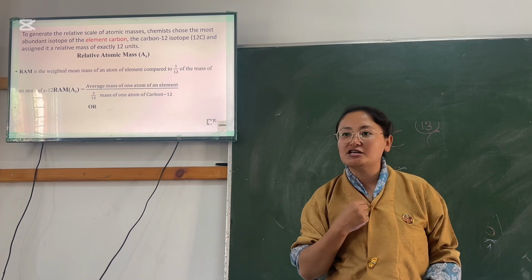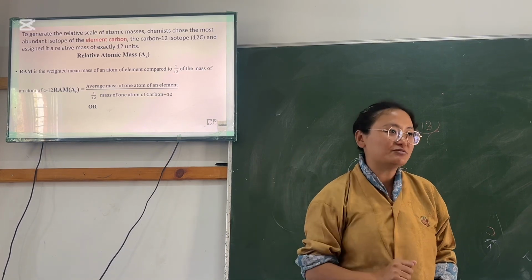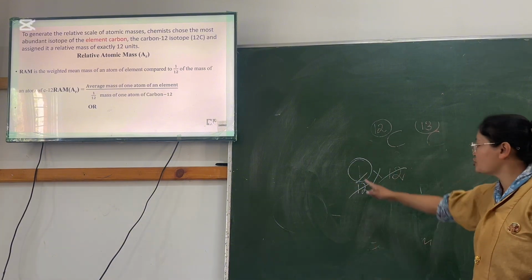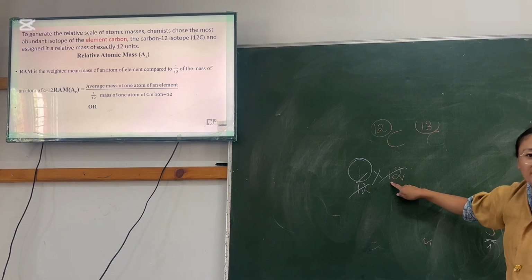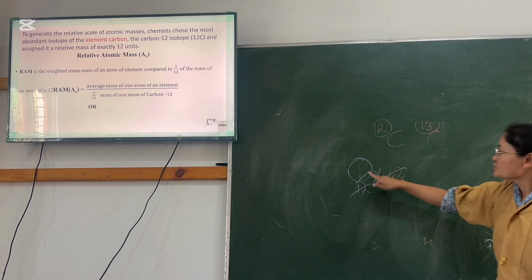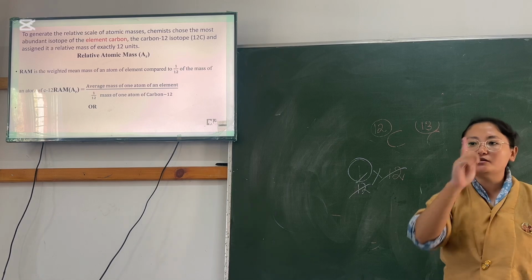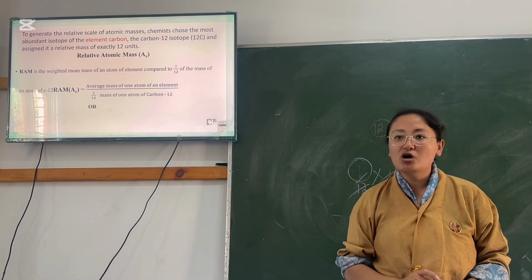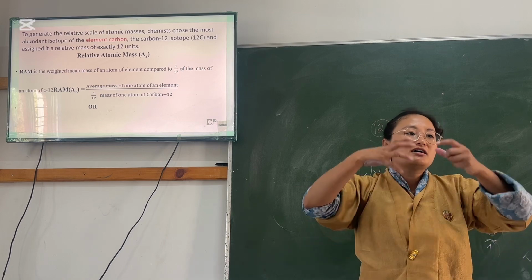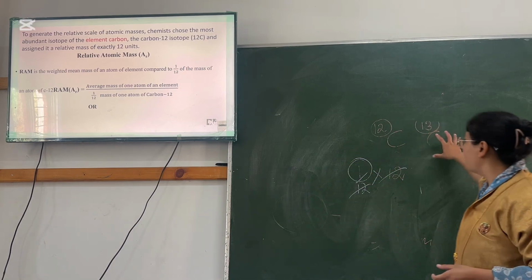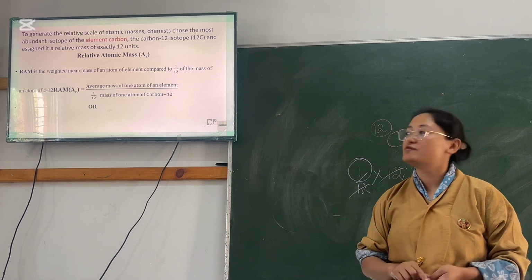For example, I am keeping my reference point as 1. That's why they took 1/12 of the mass of carbon 12, the isotope carbon 12 mass, so that the reference point is 1. So that is the meaning of relative atomic mass. You are comparing that weighted average mass, that's 35.5, with 1/12 the mass of carbon 12.